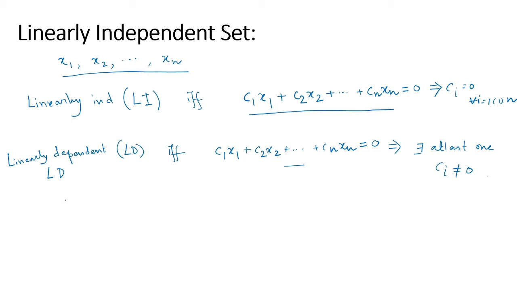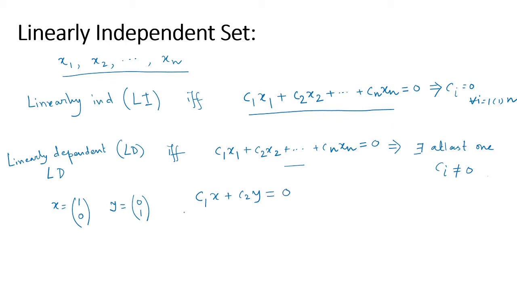Let's take a few examples. First of all, one vector x we can take as (1, 0), and the second vector y we can take as (0, 1). Now how do we check whether these two vectors x and y are linearly independent or linearly dependent? What we do is take the linear combination c1 x plus c2 y. So we have two vectors x and y.